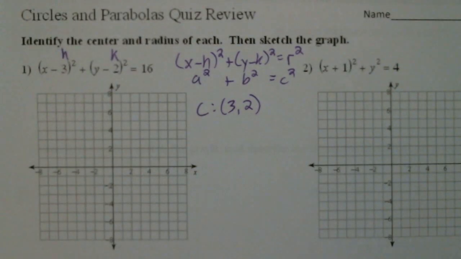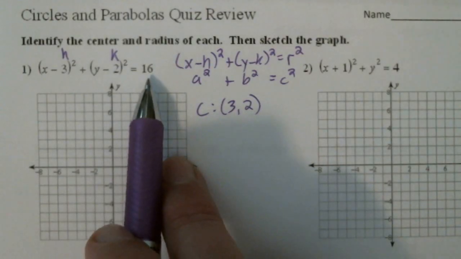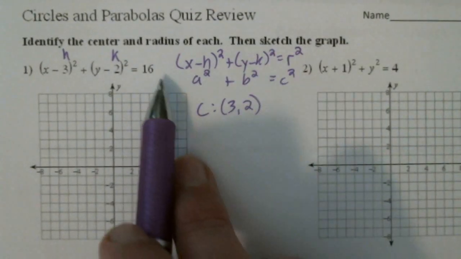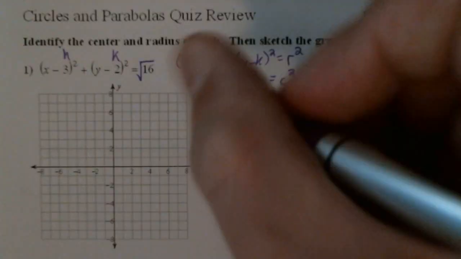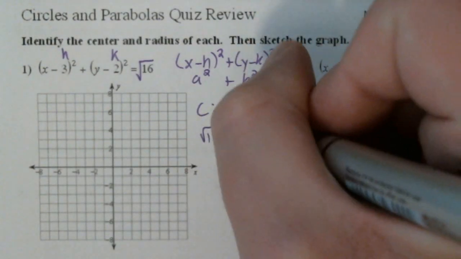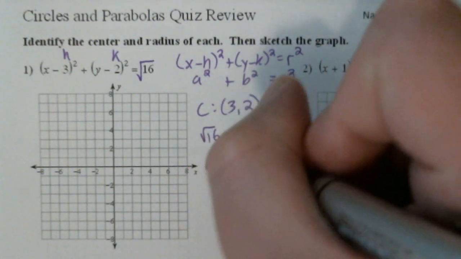All right, and then there are two things that we need for every circle. We need the center and we need the radius. Okay, but you got to remember, this is r squared. So to find the radius, I have to take the square root of that, and the square root of 16, of course, is 4, so my radius is 4.